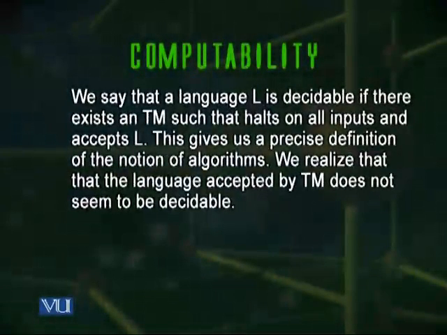Then we made a definition. We called a language decidable if there existed a Turing machine that halts on all inputs and accepts the strings which are precisely in the language. So it must reject all strings which are not in the language, since it has to halt on all inputs. This gives us a precise definition of the notion of algorithms. We realize that the language accepted by the universal Turing machine does not seem to be decidable. The universal Turing machine takes the description of another Turing machine and a string, and behaves as if you were running that machine on the given string. Now if that particular machine did not halt on that particular string, then the universal Turing machine would not halt on this pair.